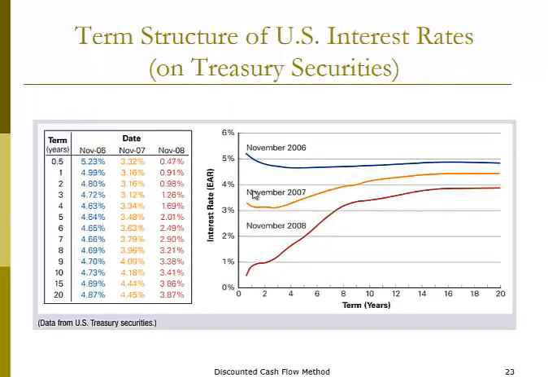Here's an example based on historical data from November 2006, 2007, and 2008. We have the term here from 0.5 to 20 years, and these are the rates in that month. These are the rates for U.S. Treasury securities. Back then, interest rates were still very high. This is the yellow line, and the red line.